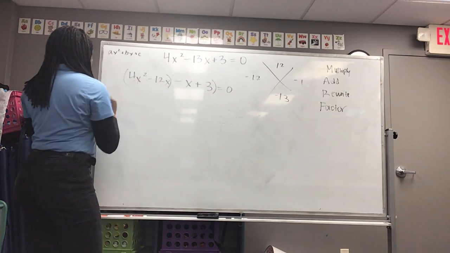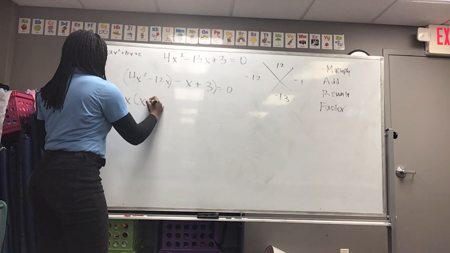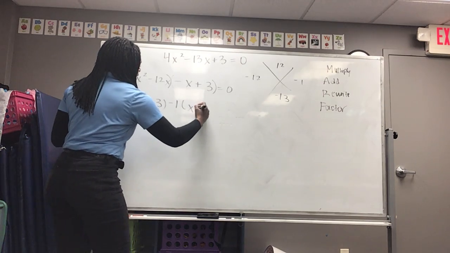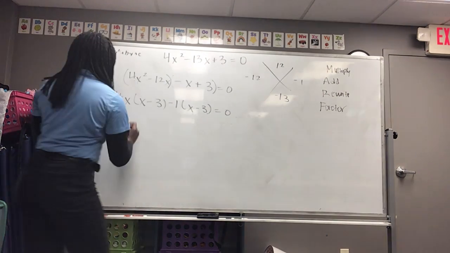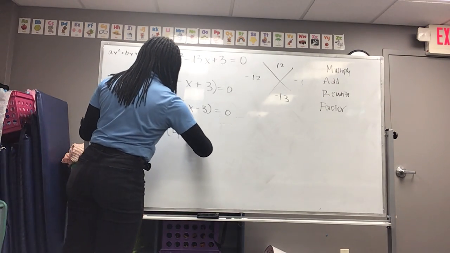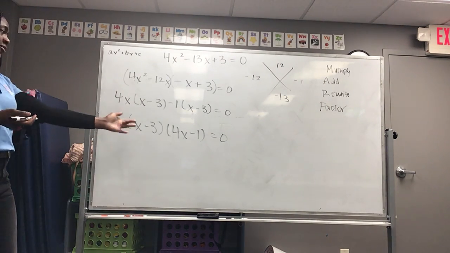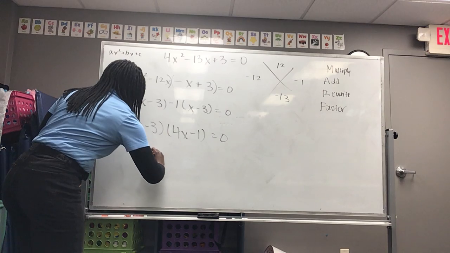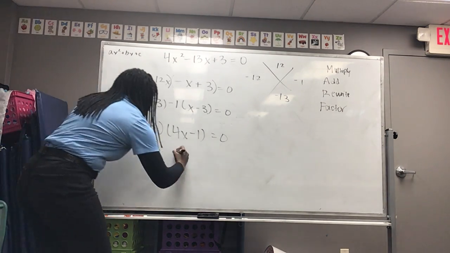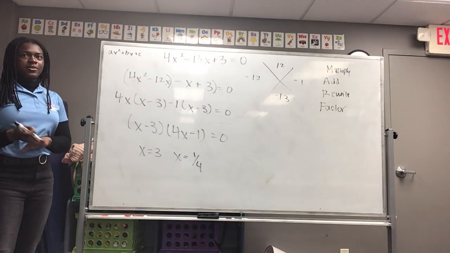Okay, group those. So I can take a 4x out, leaving x minus 3. And then I'm going to take a negative 1 out of here, which leaves me with x minus 3. So we've got x minus 3 and 4x minus 1. If I set x minus 3 equal to 0, x would equal 3. And if I set 4x minus 1 equal to 0, x would equal 1/4. Does anyone have any questions about how we got there?